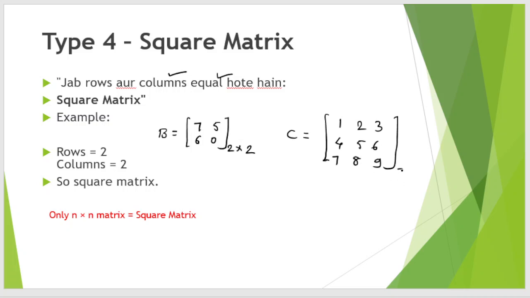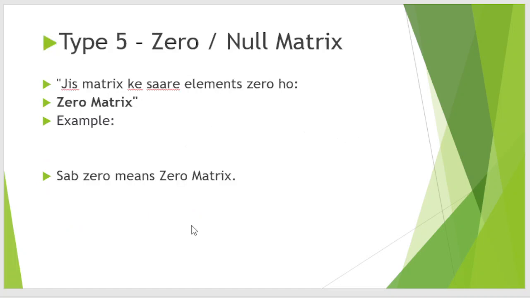Right? Here 3 rows and 3 columns. जिसमें number of rows and columns equal होते हैं. So this is called as a square matrix. Suppose there is a matrix having n rows and n columns. So we are going to call it as n by n matrix. Right? Next, type number 5, zero matrix.